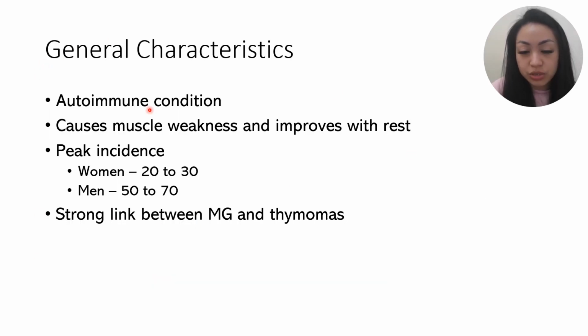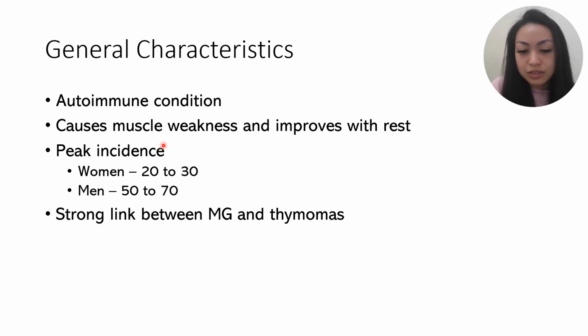Let's start with the general characteristics of myasthenia gravis. Myasthenia gravis is an autoimmune condition, and it causes muscle weakness, which improves with rest. This is really key, a classic presentation. It causes muscle weakness, but after some time, after resting the muscle, the weakness improves.